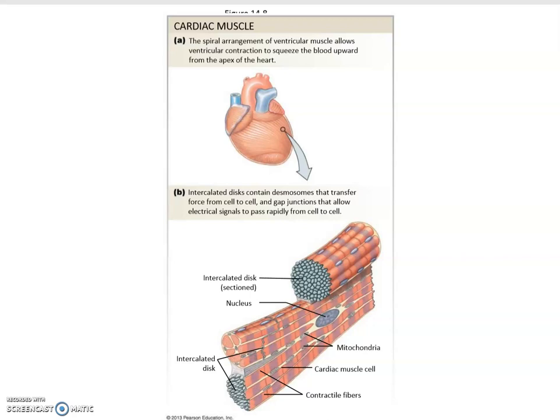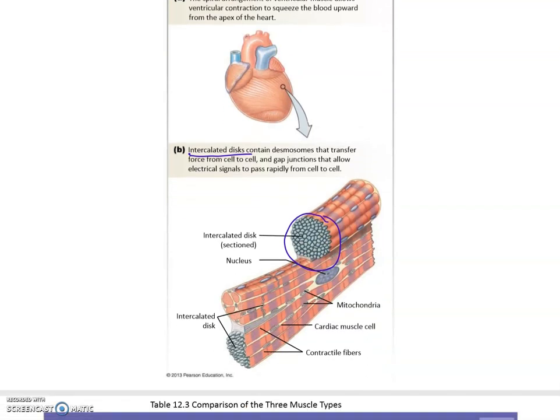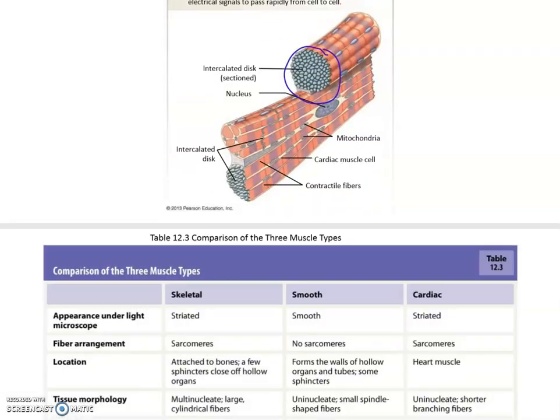Continuing on here, you have a diagram that shows or emphasizes the intercalated disc that you find in cardiac muscle. And so here you have this section with the intercalated discs, and they're definitely providing direct electric connectivity from one cardiac cell to the next.